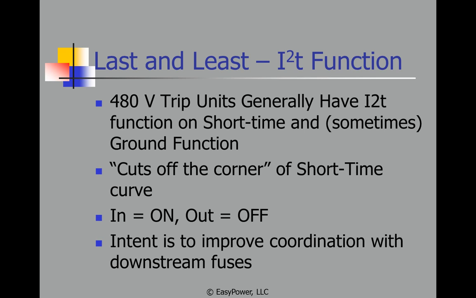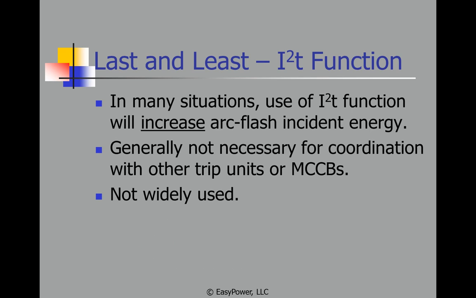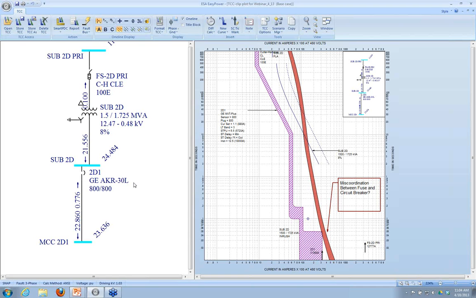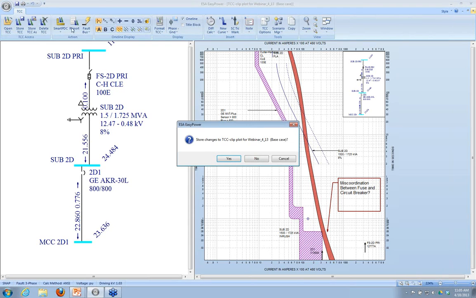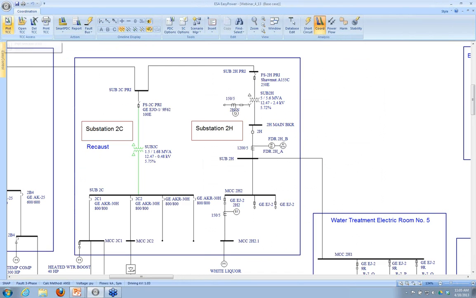So the problem is, in many cases, it's going to make your fault clearing time slower, which can increase the arc flash. So you can look at a quick example of this. We'll wrap up here in a short bit.